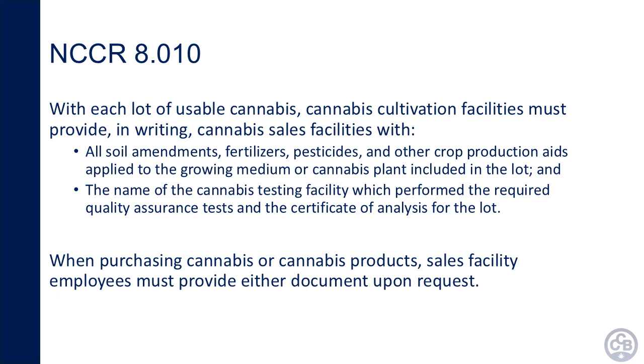Per Nevada Cannabis Compliance Regulation 8.010, cannabis cultivation facilities must provide a soil amendment report and a certificate of analysis report to all sales facilities selling their products. When purchasing cannabis or cannabis-related products, consumers can request either document from a sales facility employee. In the following slides, we'll discuss how to read these documents and match them to products being purchased.